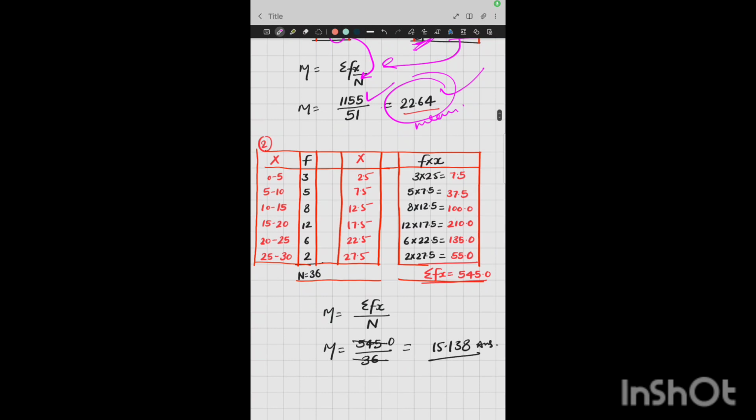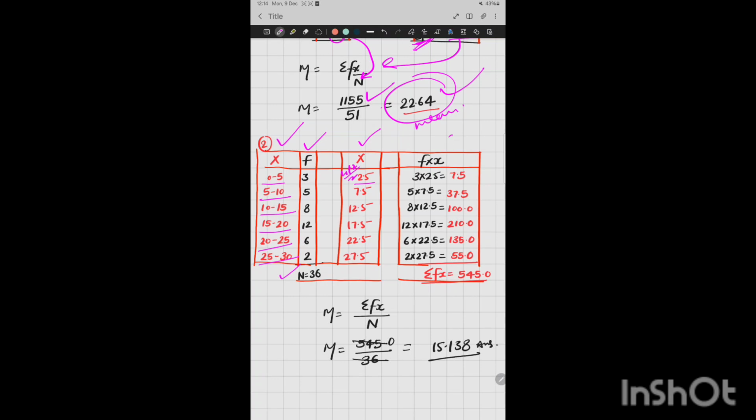Another question that we have tried to attempt. Here you will see it's coming into decimals. So 0 to 5, 5 to 10, 10 to 15, 15 to 20, 20 to 25, and so on. This is the series that is given. F is also given, so you will easily find n. And here you have to make it into a single-digit variable, that means L1 plus L2 upon 2. So the answers will come in decimals like 2.5, 7.5, 12.5, 17.5, 22.5, and 27.5. You don't have to worry about this, you just have to follow the steps.